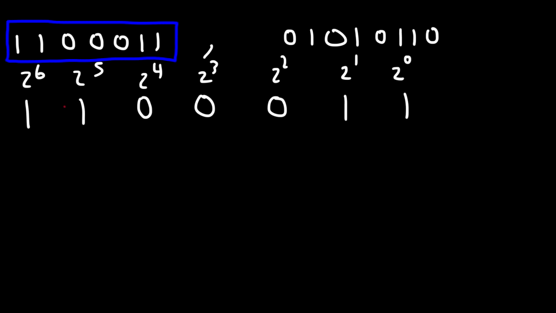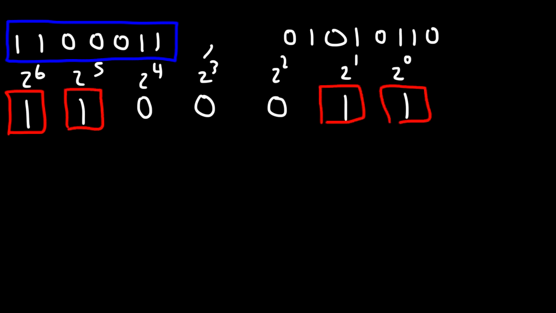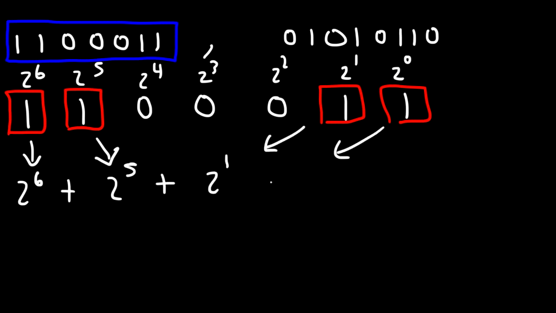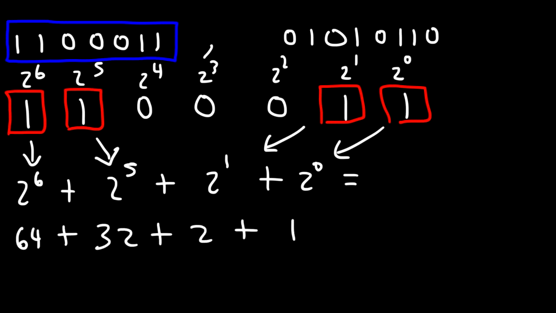And now let's focus on the numbers that contain a 1. So what we have is 2 to the 6 plus 2 to the fifth power plus 2 to the first power, and then plus 2 to the 0 power. So 2 to the 6th power, we said that's 64. 2 to the 5th is 32, and then plus 2 plus 1.